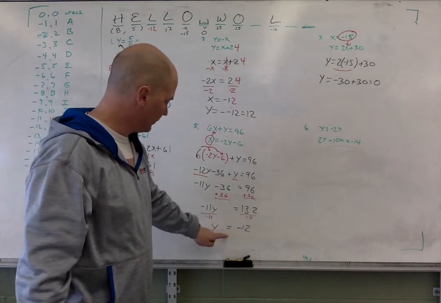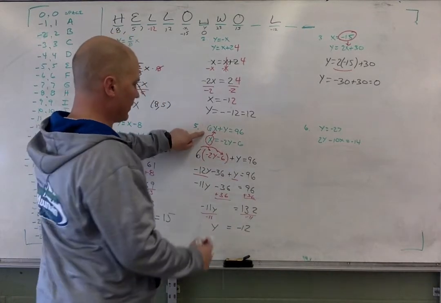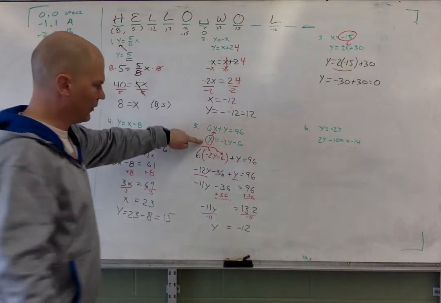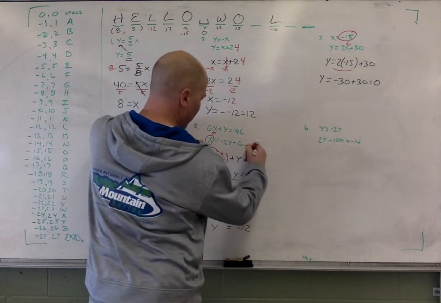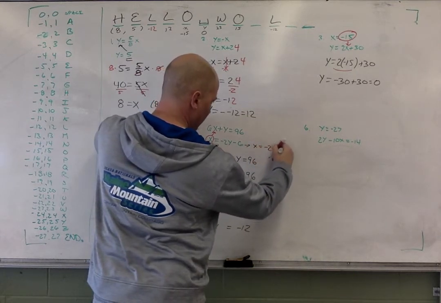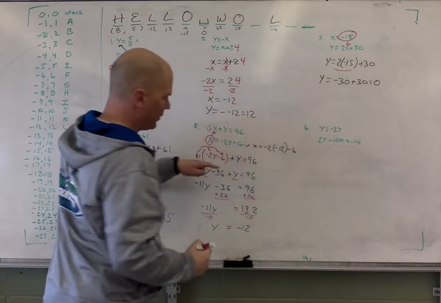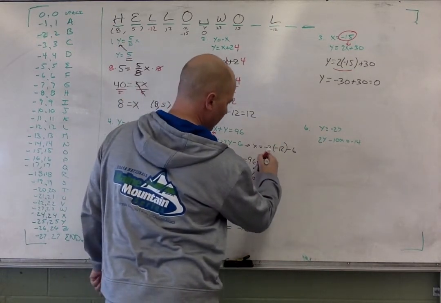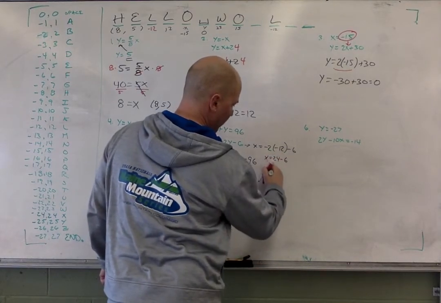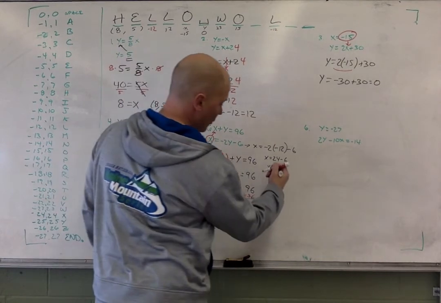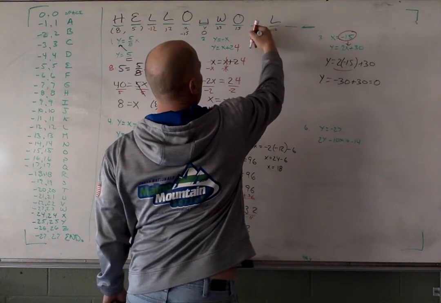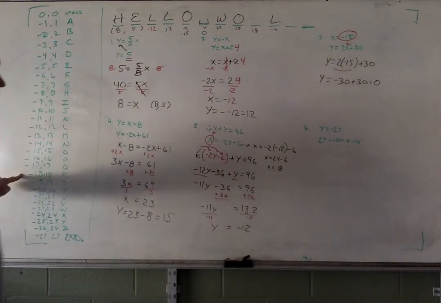Anyway, I'm going to plug it in here. That's what I was doing. No, here it's easier. I'm sorry. Here it looks way easier. So we know that x is negative 2 times negative 12 minus 6. Negative 2 times negative 12 is positive 24. So therefore x is 24 minus 6, which is 18. So 18 goes here. 18 is R.